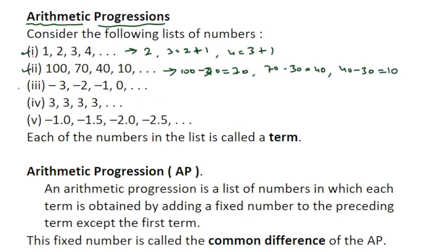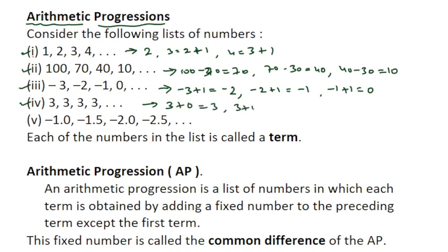In the third example, minus 3, minus 2, minus 1, 0. Here 1 is added to the previous number. Minus 3 plus 1 is minus 2. Again minus 2 plus 1 is minus 1. Minus 1 plus 1 is 0 and so on. In the fourth example, 3, 3, 3, 0 is added to the previous number. 3 plus 0 is 3. Again 3 plus 0 is 3 and so on.